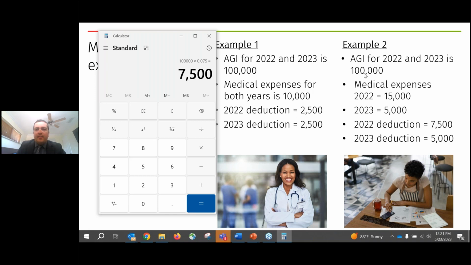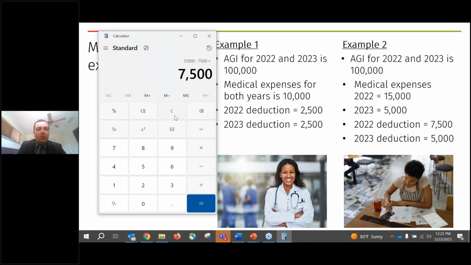However, if we look at example 2, we have the same AGI of $100,000, but we split up the medical expenses between $15,000 and $5,000. In that first year, we take the $15,000, subtract the 7.5% of AGI, and we're getting a $7,500 deduction. Then it looks like for 2023, I made an error here. That should not say $5,000. That should say $0, because they are not going to hit this 7.5% cap.